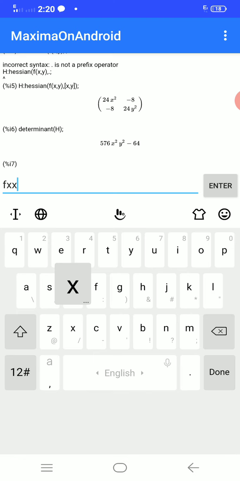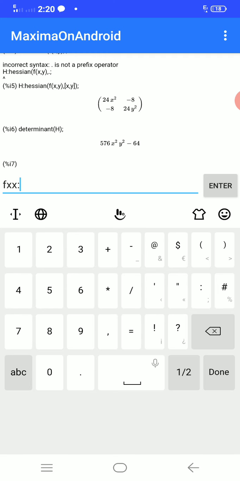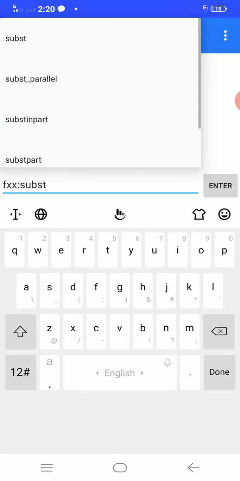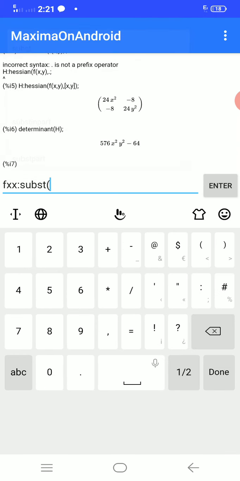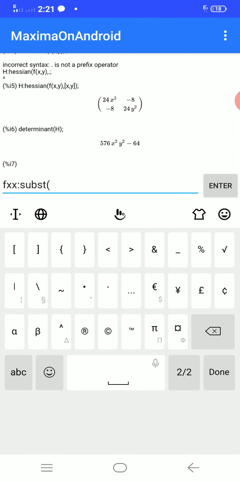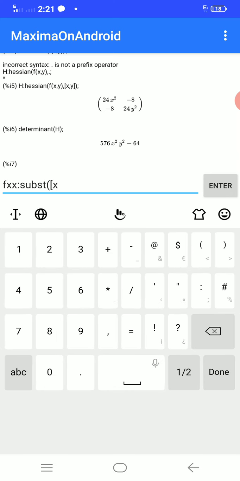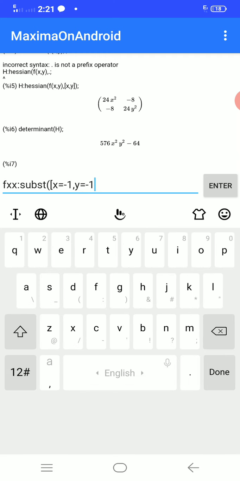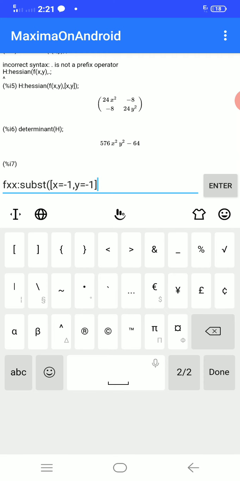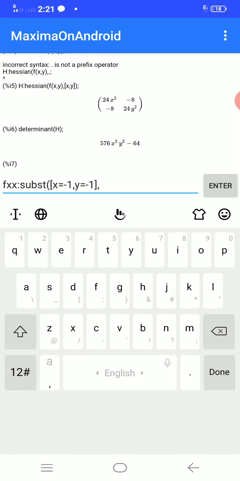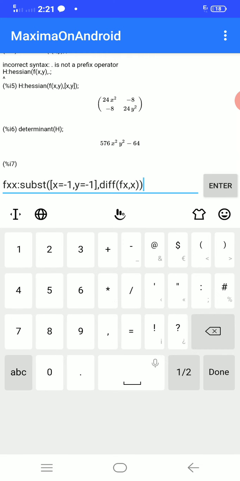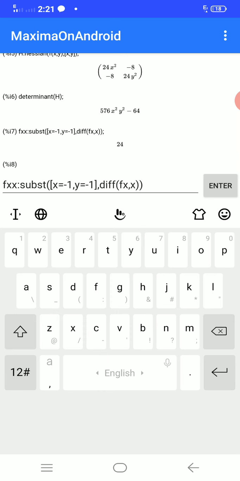So the value of A is fxx, using colon, using the syntax subst, in bracket x is equal to minus 1 comma y is equal to minus 1 close bracket complete, comma, differentiating means diff of f, x comma x, bracket complete, then enter. So we get the value of A is 24.